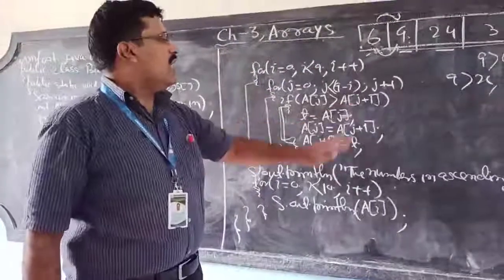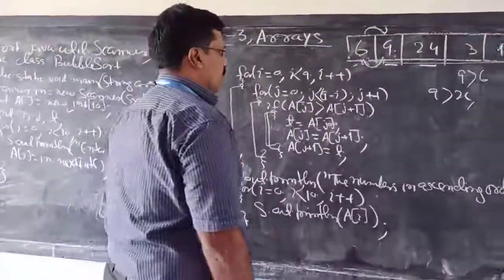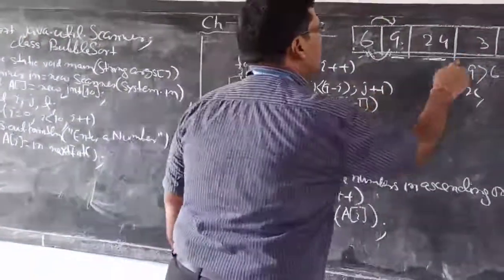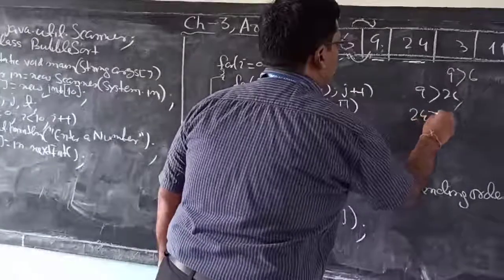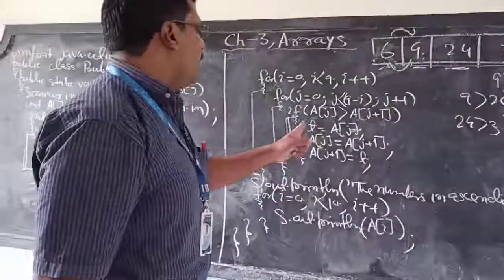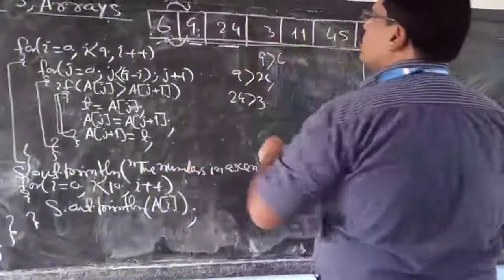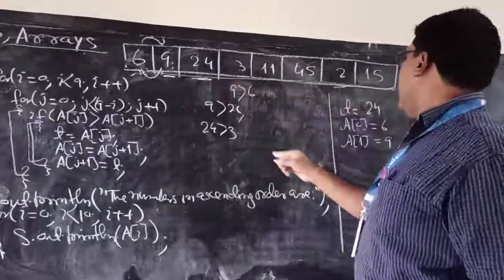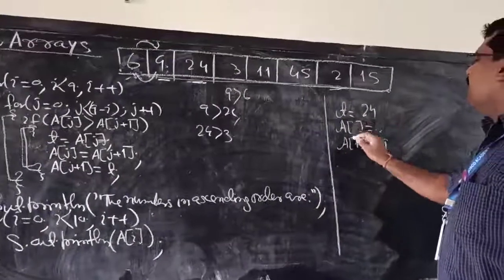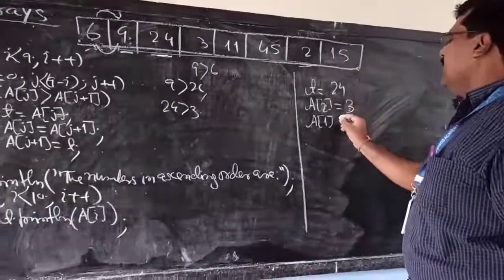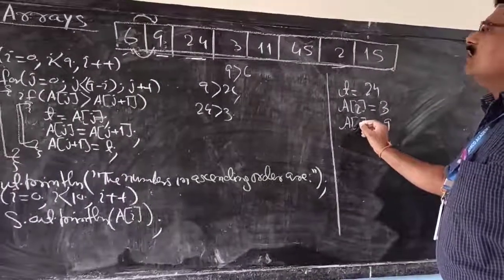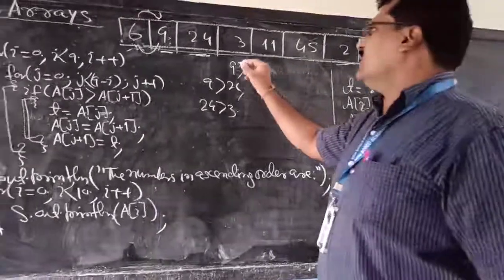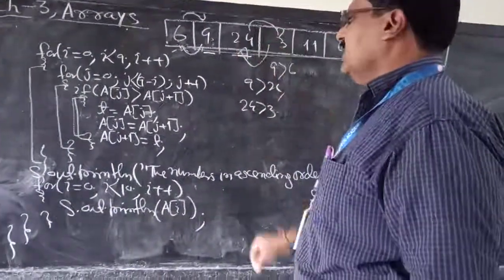Okay. Again it goes for the next j. The next j will be 2. So at a[2], 24 is there, and 2 plus 1, 3. At a[3], 3 is there. So 24 is greater than 3. Yes. Now again t = a[j]. The j value is 2, so here comes 24. And at a[2], 3 will come, and at a[3], 24 will come. Now see, 3 has come to the 24 place, and 24 has come to the 3 place.